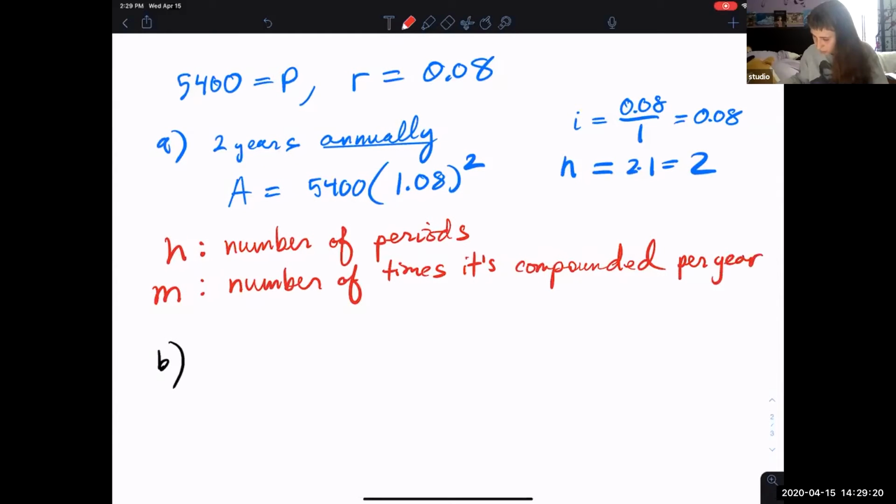Okay, N is number of periods, and then M is... Yeah, if you're trying to get into what M is, M is from I equals R over M. Okay, all those symbols, yeah. I totally realized I wrote that wrong. Oops.